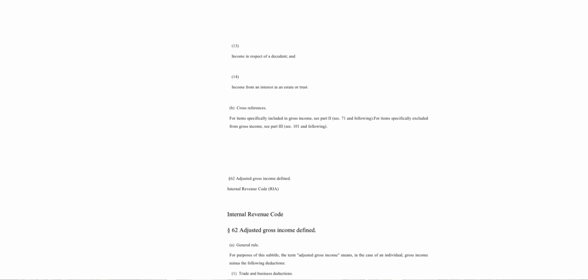And then there's a cross-reference, which is subsection B. For items specifically included in gross income, see part 2, as I mentioned. Okay, so we go there. For items specifically excluded from gross income, see part 3. So this right here is where I'm telling you that checklist is set. So Congress actually says, hey, yes, you start here, section 61, and you do the no and the yes.